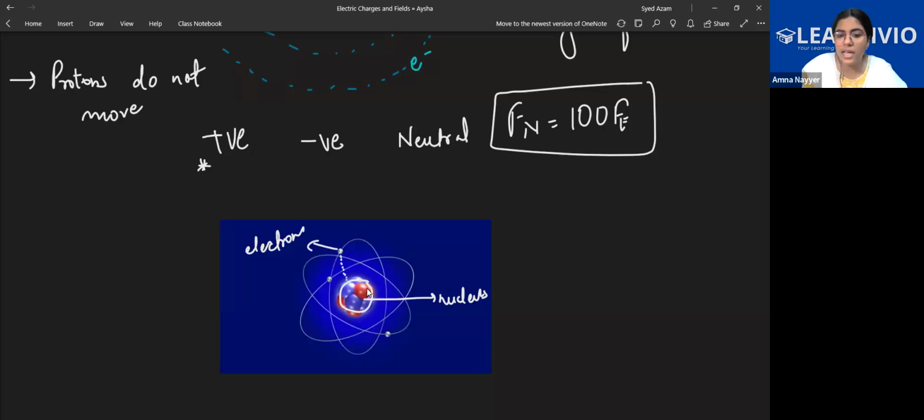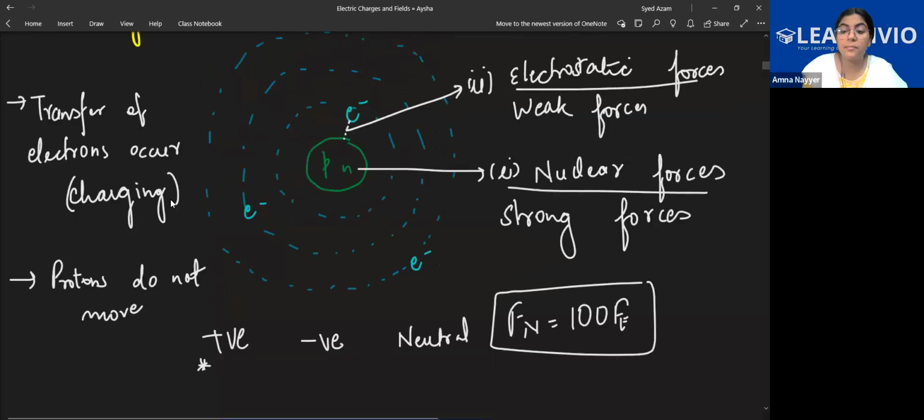See, they are held very tightly. You can see in the figure that it is because of the nuclear force. And the electrons are far away and attracted because of the electrostatic force. All right. So we will see this concept of charging in detail. You have some methods of charging in your syllabus. Three methods of charging are there that we will see later.